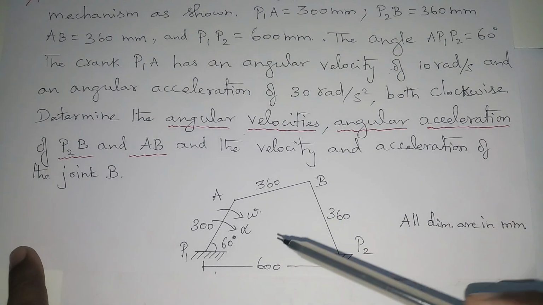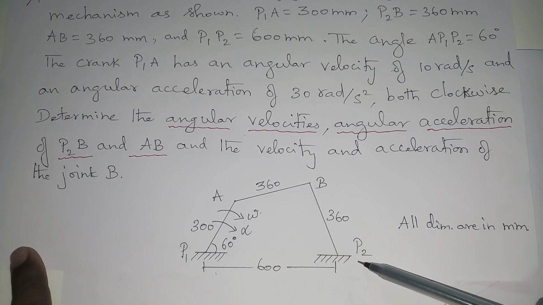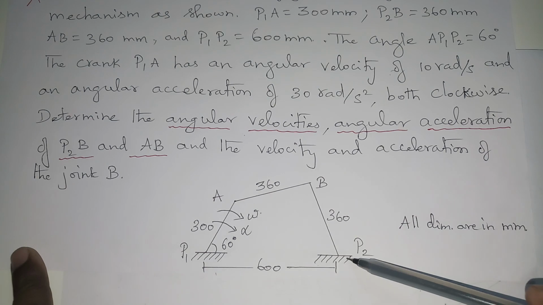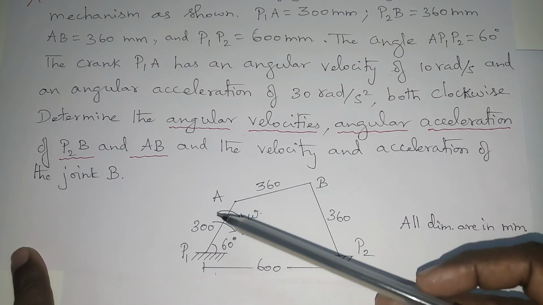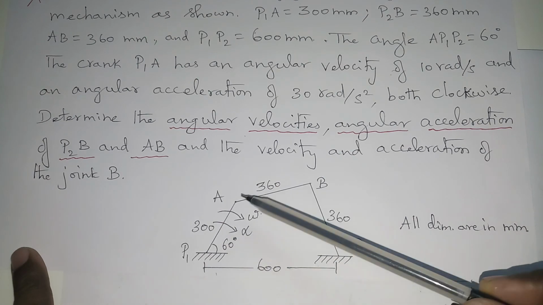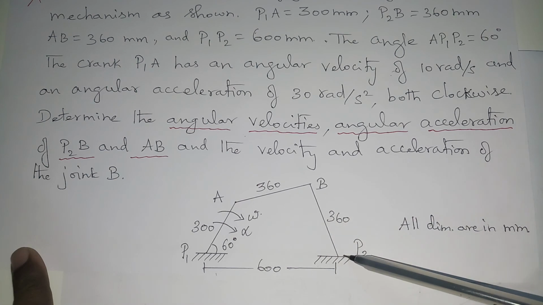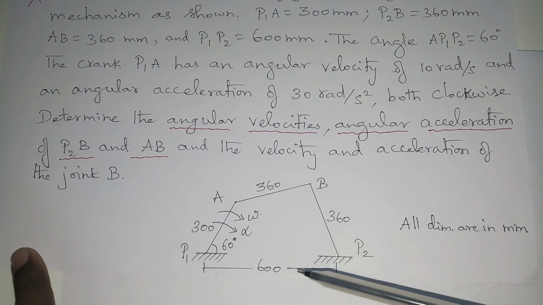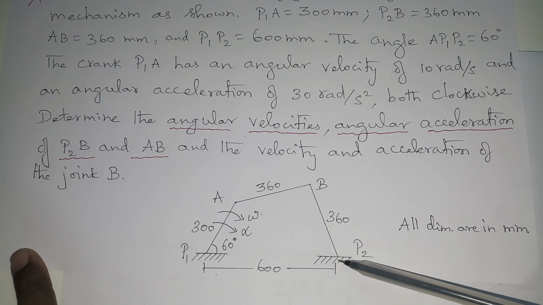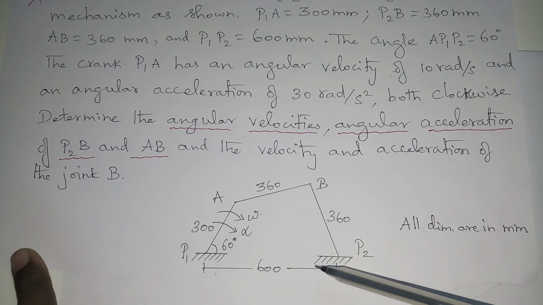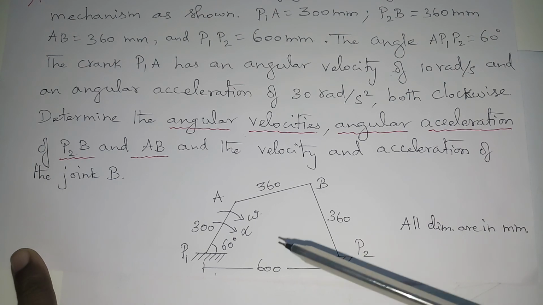So you can see here, P1 and P2, both the ends are fixed. This is the fixed link, the bottom one, and this is the crank, the crank or input link. AB is the intermediate link and BP2 is the output link. P1, P2 are the fixed points. For this 4-bar mechanism, we are going to construct the velocity and acceleration diagrams.